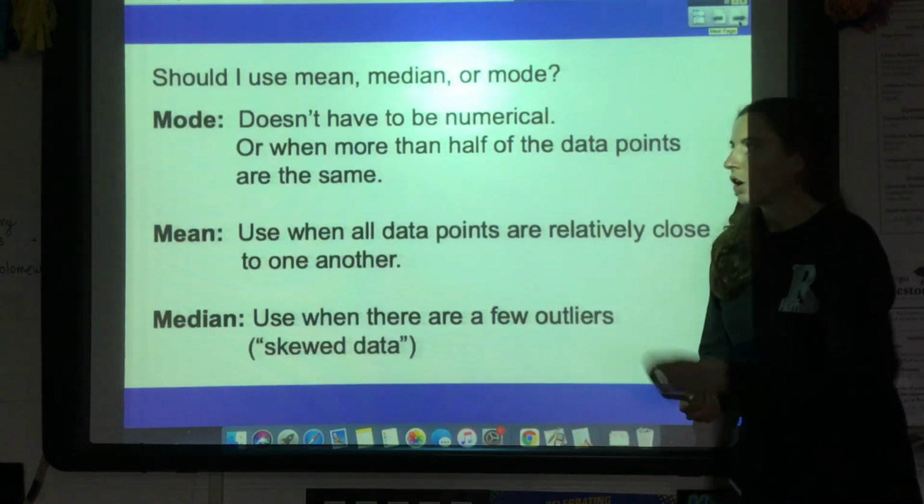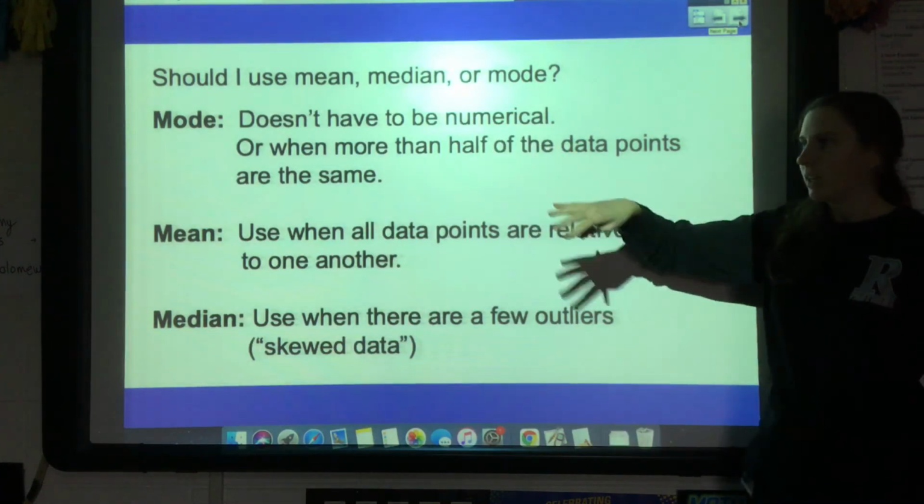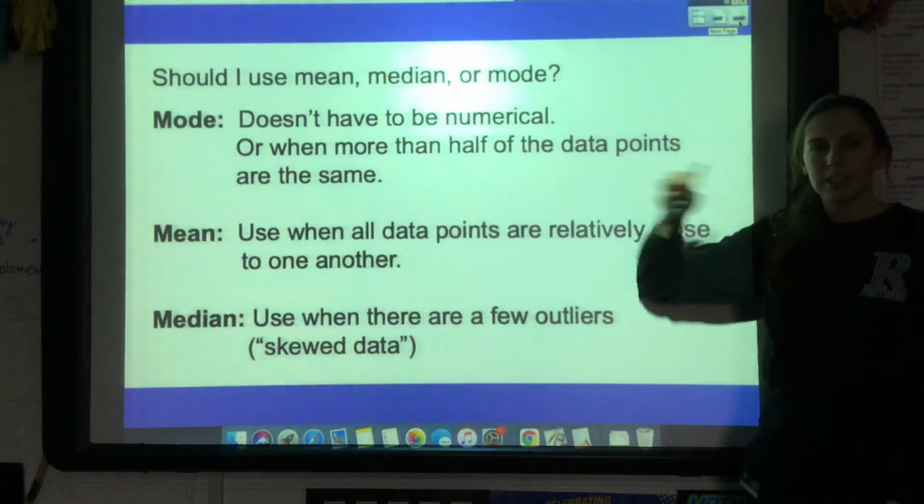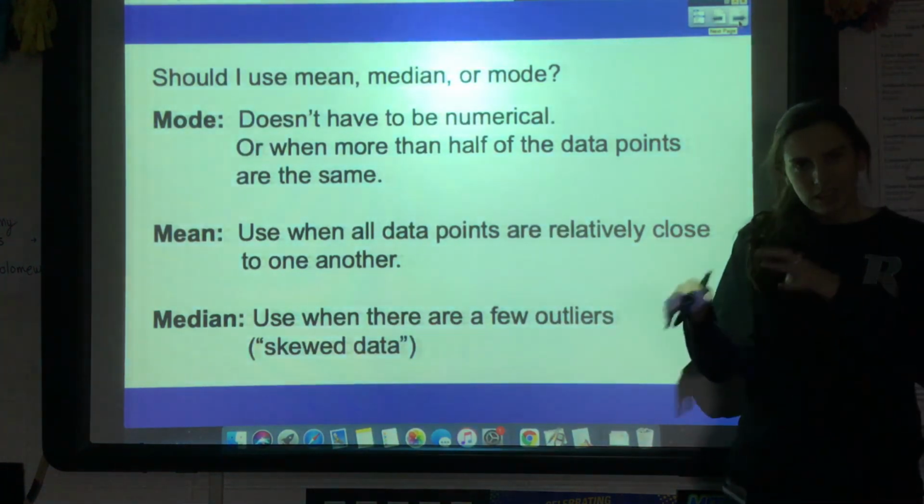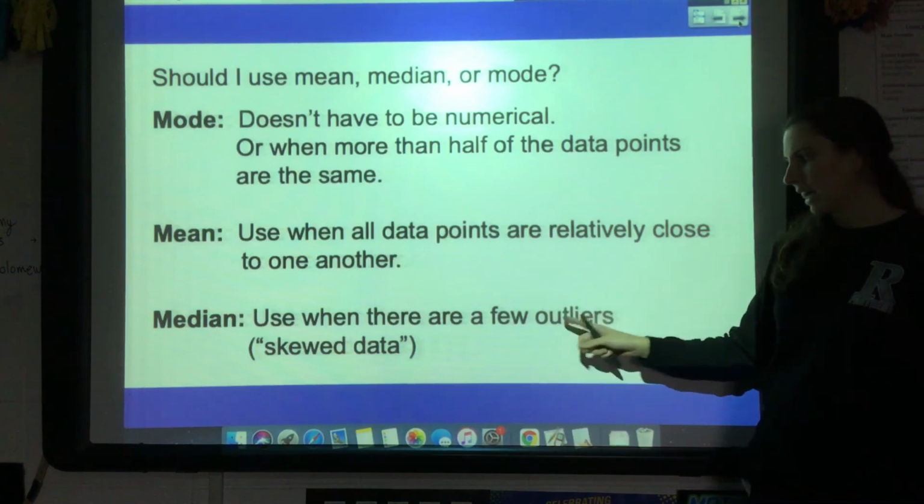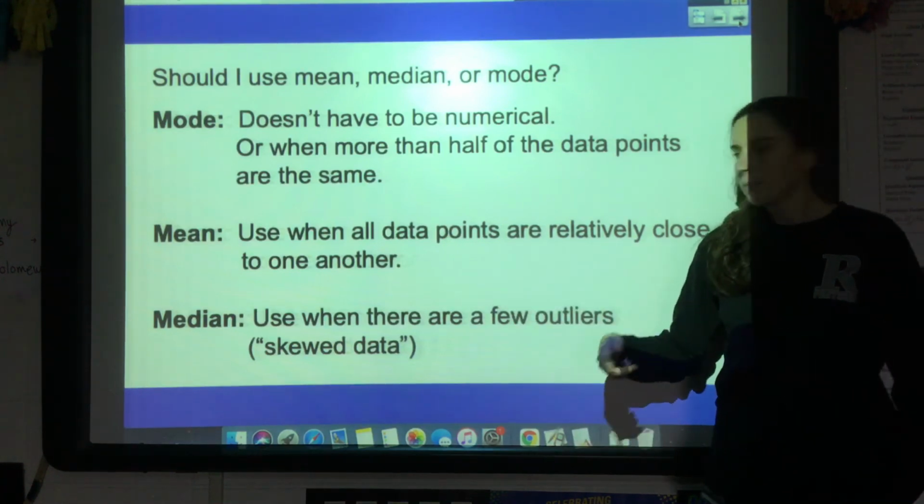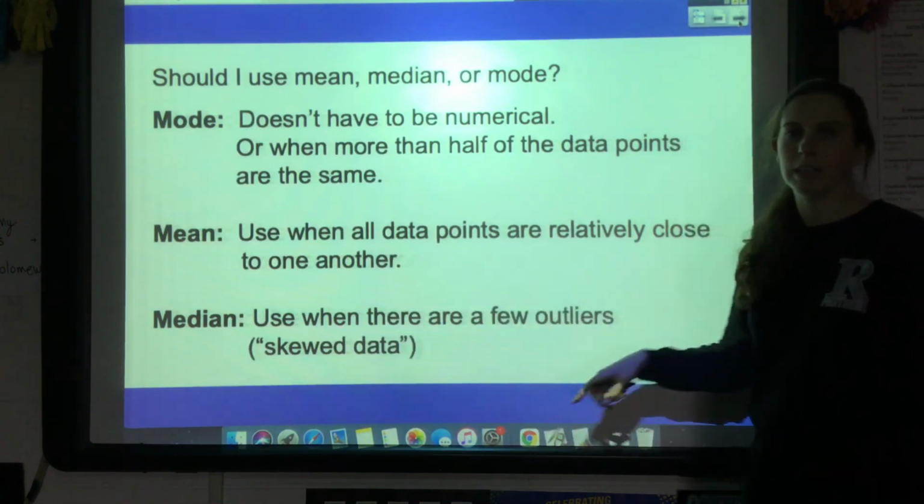So here's a summary of all of that. Use the mode when it's not numbers or when over half the data is the same. Use the mean when all the data points are kind of close together, but if you ever have an outlier or two, use the median. We sometimes call that skewed data when there are outliers.